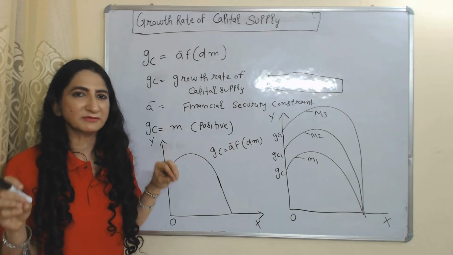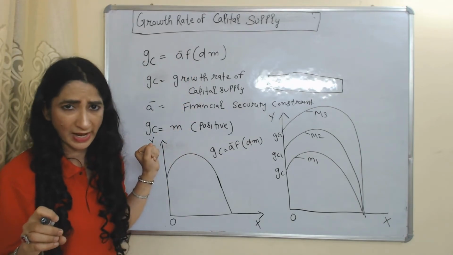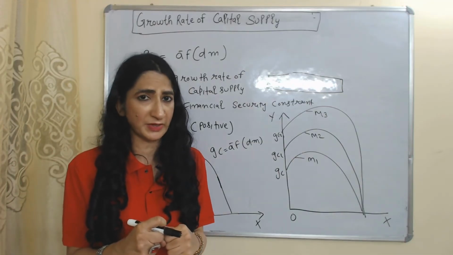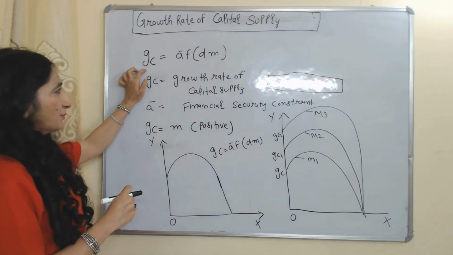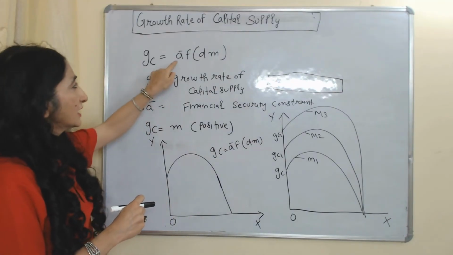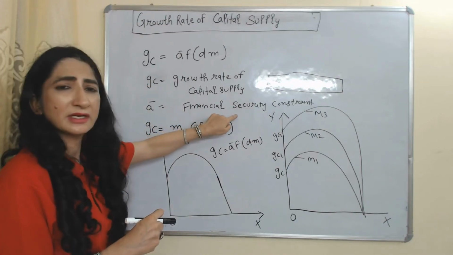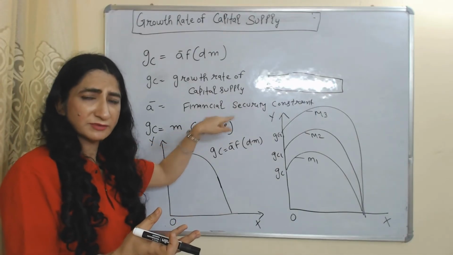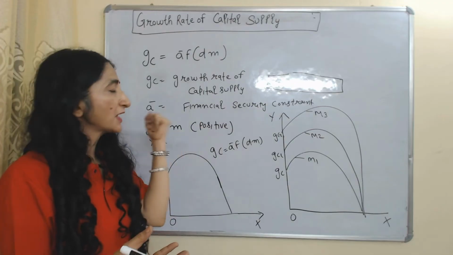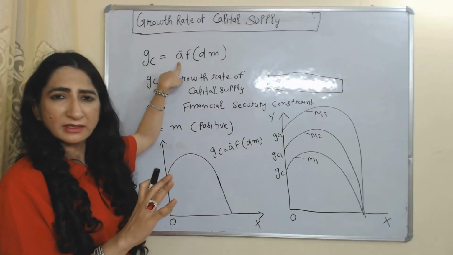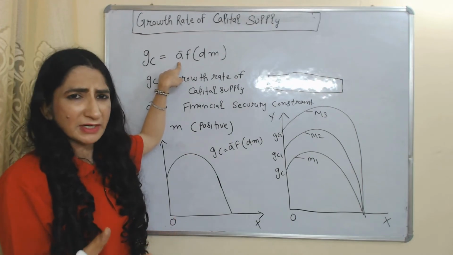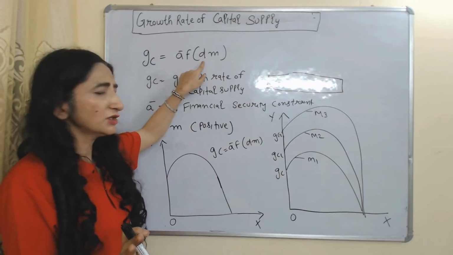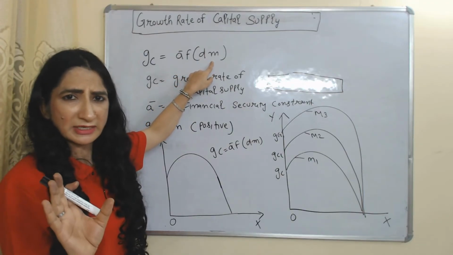Now we will see our second variable, the growth rate of capital supply. Capital supply means how many funds are available for investment purposes. In this equation, GC mainly represents the growth rate of capital supply and A bar represents the financial security constraint. Financial security constraint means the obstacle that a firm faces in arranging external funds. Here we assume the financial security constraint is constant because it mainly depends on the risk attitude of the manager. F mainly represents a function, and the meanings of D and M are the same as we discussed earlier.